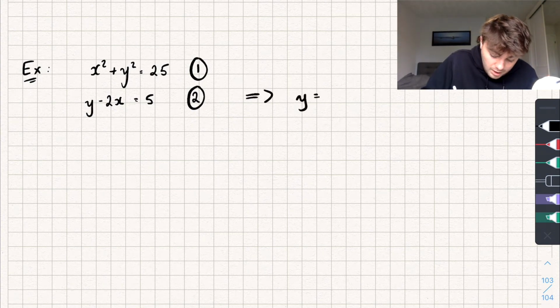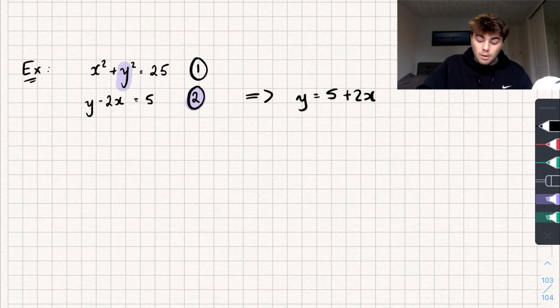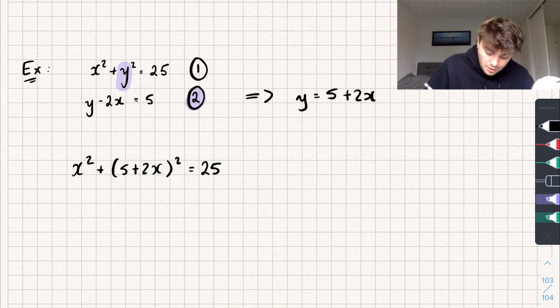So we're going to get y equals 5 plus 2x, and I've rearranged equation 2, so I'm going to substitute 5 plus 2x wherever there's a y in equation 1. So let's do it. We're going to get x squared plus (5 plus 2x) all squared equals 25, and expanding this bracket, I'll do it over here just so you can clearly see how we're doing it.